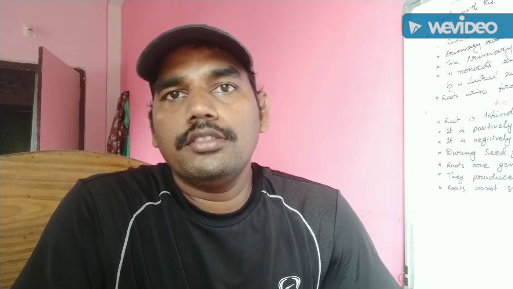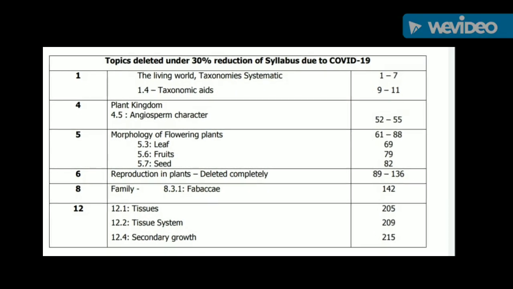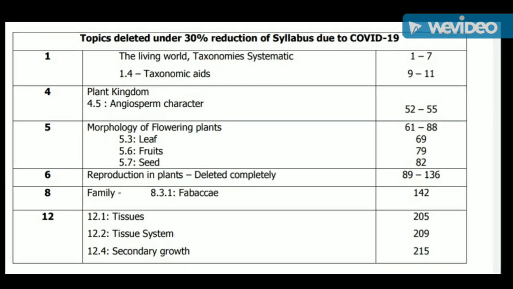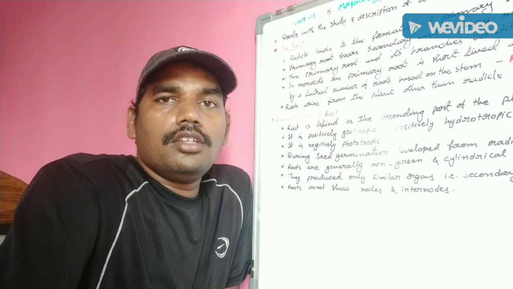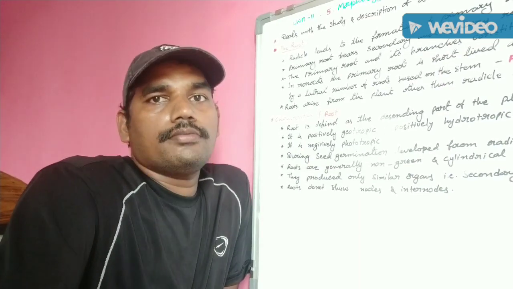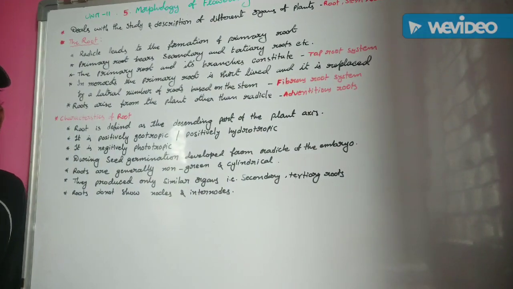Effect of COVID-19, some syllabus was reduced. In this video, I want to begin second unit, fifth chapter. That one is Morphology of flowering plants.